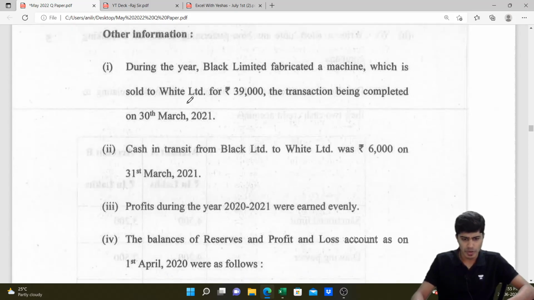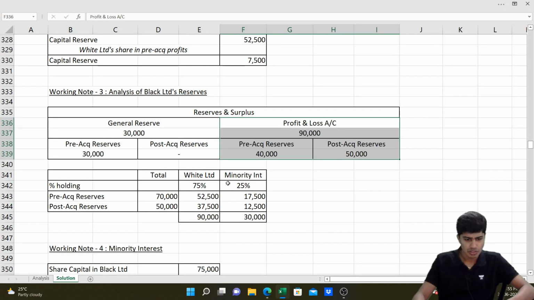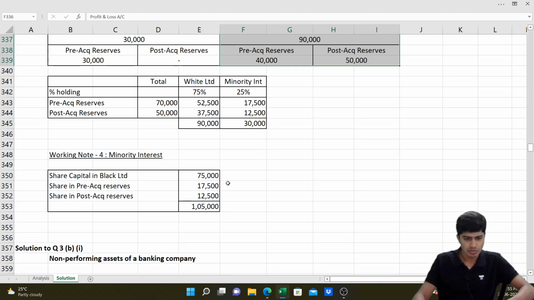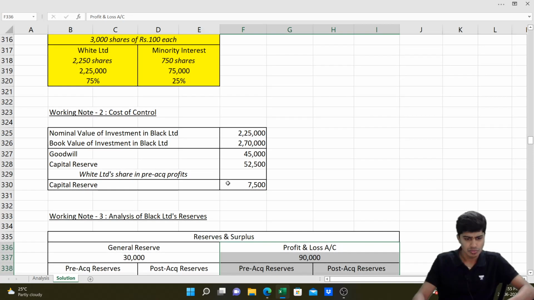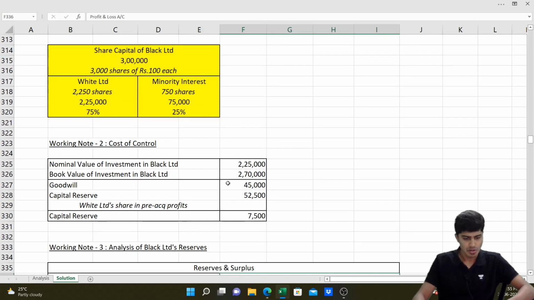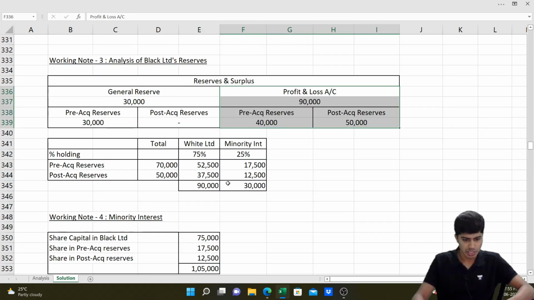This is sold to White Limited for 39,000, the transaction being completed on 30th of March. Value of investments, nominal value, shares.